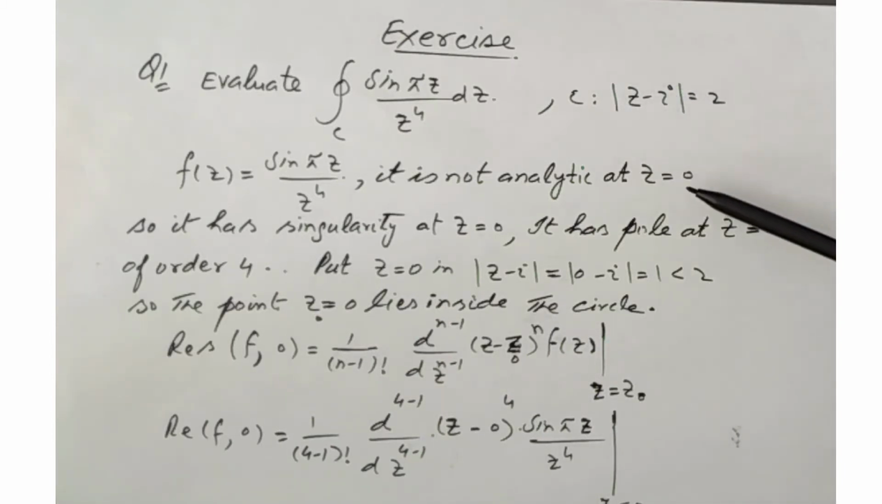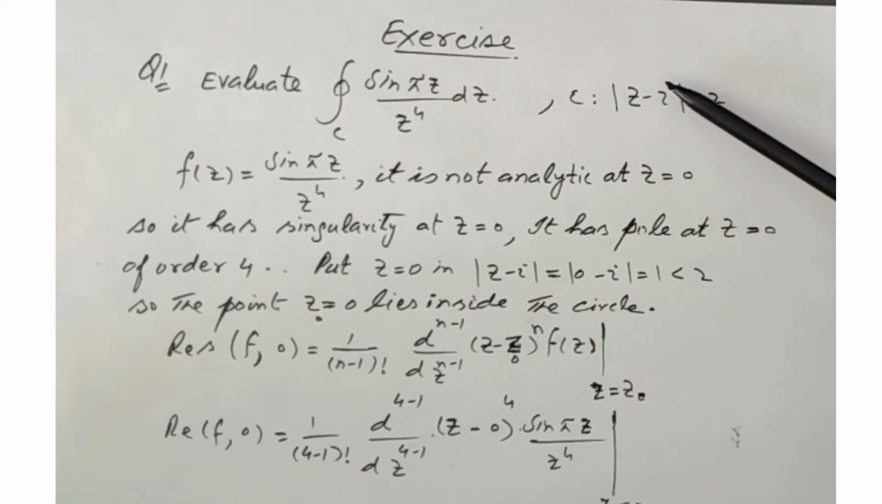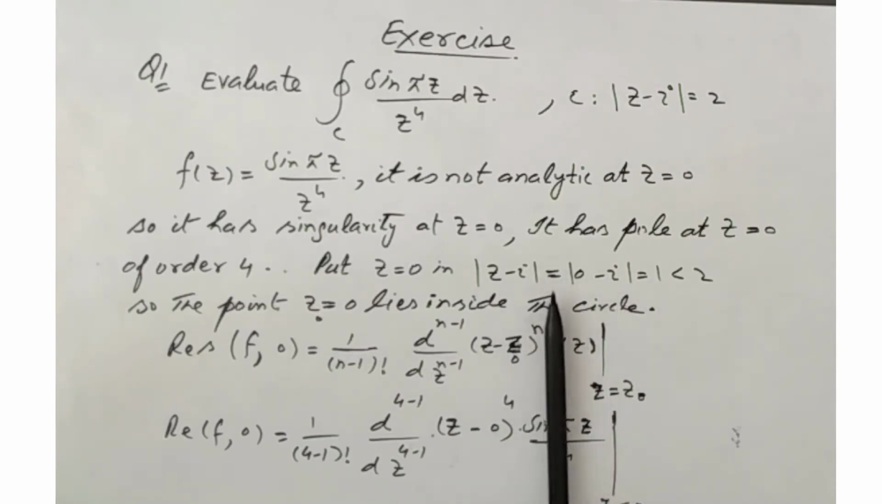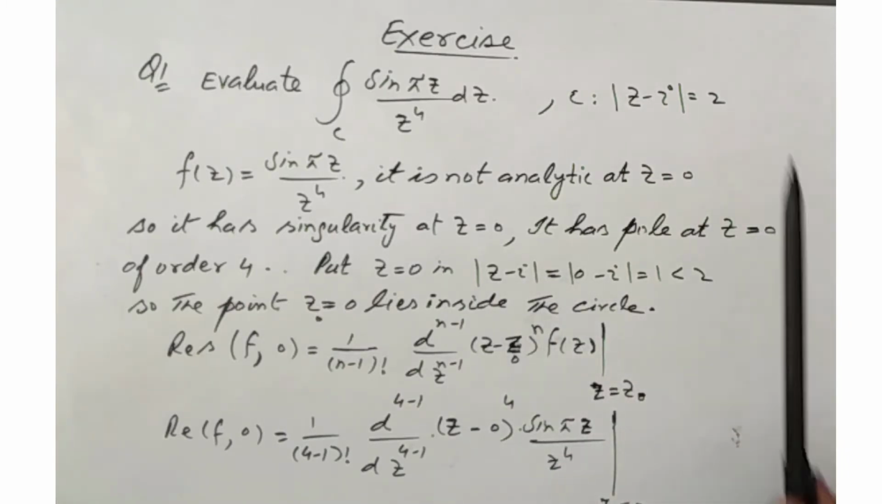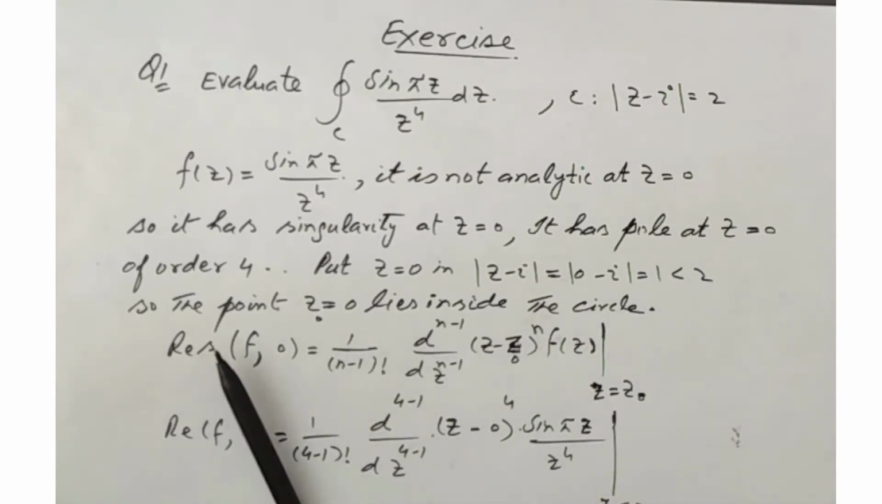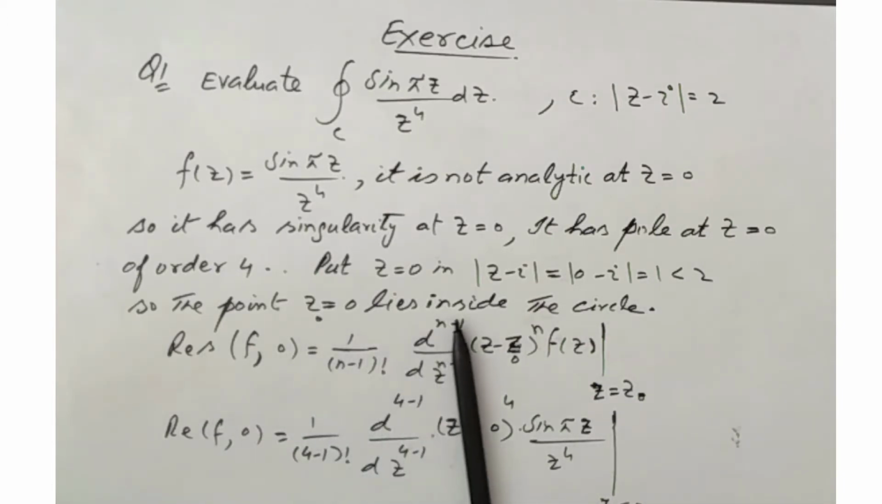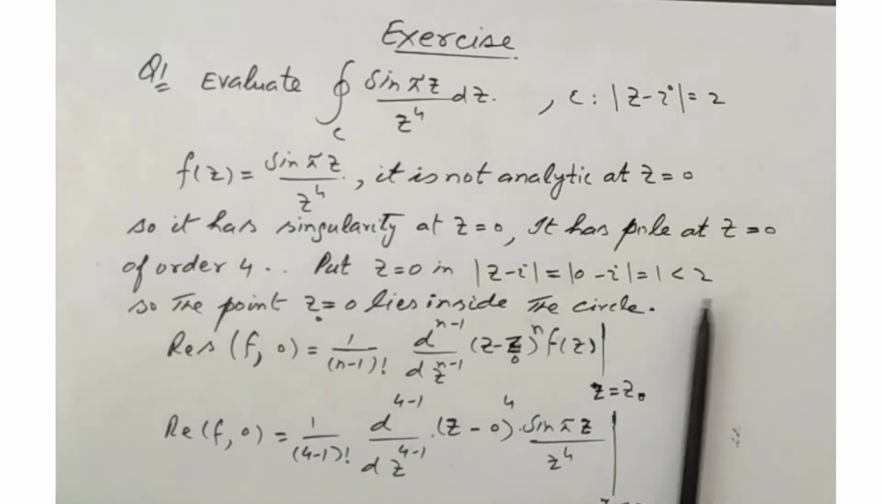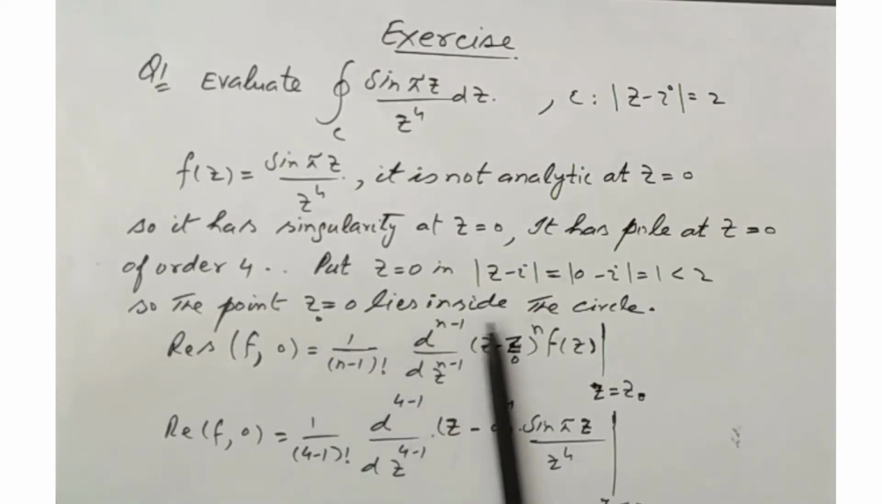Now we see whether this point z0 lies inside this circle or not. To check this, we put here z equal to 0. So after putting z equal to 0, mod of z minus iota becomes mod of 0 minus iota, which equals 1, and this is less than 2. So we say the point 0 lies inside the circle. If this term is greater than this value, then the point does not lie inside, but because 1 is less than 2, we say that z0 lies inside the circle.